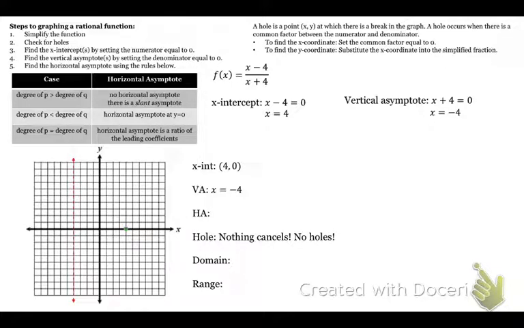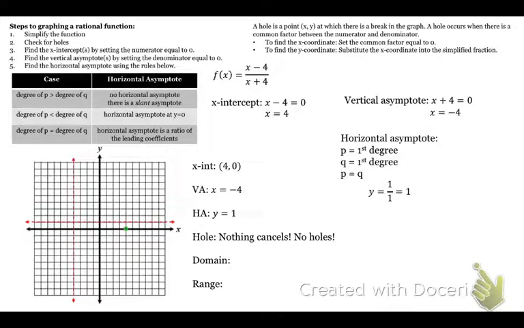Okay. And then to find the horizontal asymptote, I'm going to look at the degrees. So the degree on top is a first degree. The degree on bottom is also a first degree. So that means that the horizontal asymptote is going to be a ratio of the leading coefficients because p equals q. So that's just going to be 1 over 1, which equals 1. So we have a horizontal asymptote at y equals 1.